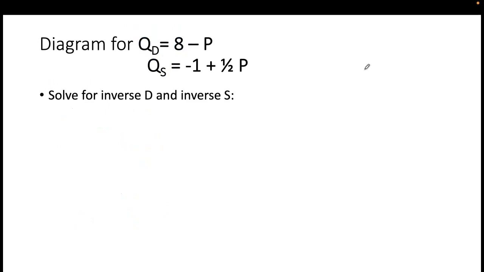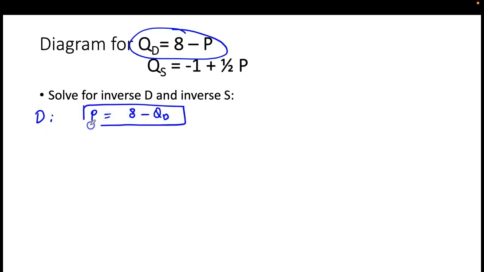For graphing it, remember we have to solve for inverse demand and inverse supply. So let's start with the demand curve. Rearranging my equation 1 for the demand curve, solving for P, I have P equals 8 minus QD. So that's our inverse demand curve, reflecting a relationship between price and quantity demanded. But P is your Y variable now.